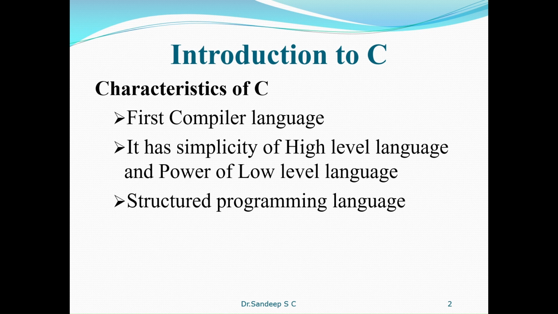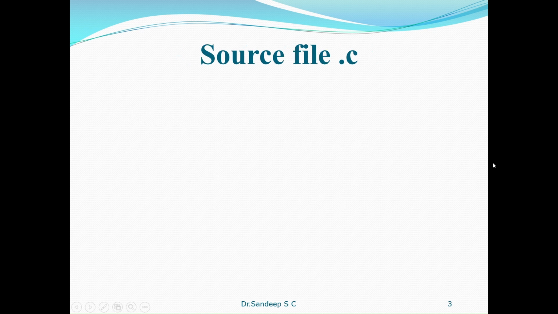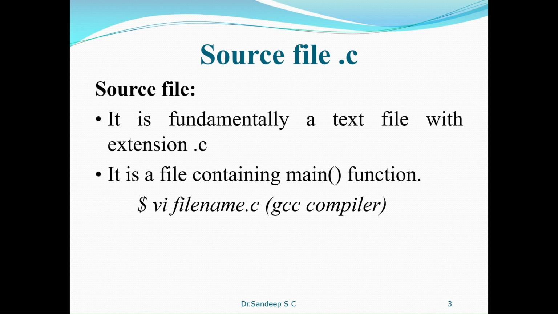So let's see how exactly a compilation happens in a C program. Source file is one text file wherein the program is written and it is saved with the .c extension. This is fundamentally a text file, so it can be opened in any text editor and we can see its content. And this file will contain one function called the main function. That is where the execution actually starts.